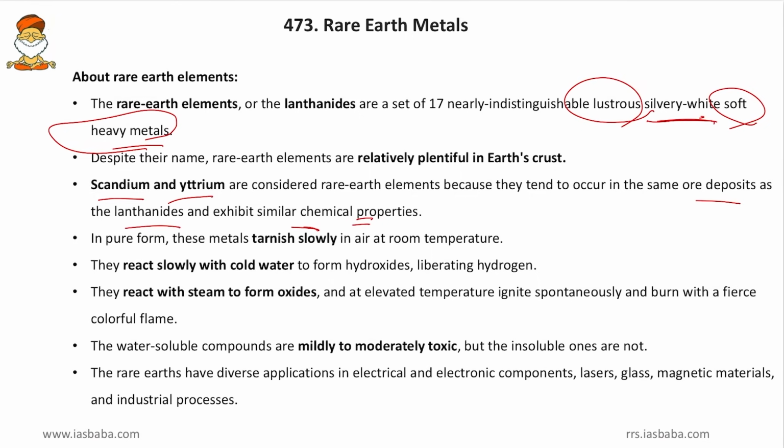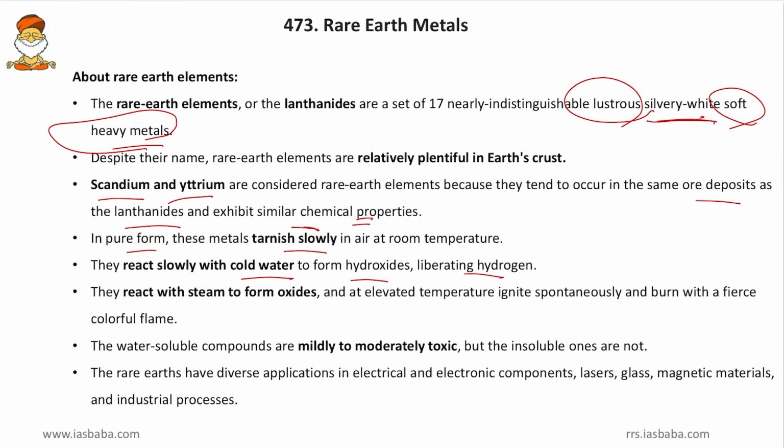Then what are the chemical properties? In the pure form, these rare earth metals get tarnished slowly in the air at room temperature. So, they react with the air and get converted into oxides. Just like how silver, copper, etc., get tarnished, even these metals get tarnished. Then they react slowly with cold water to form hydroxides and they liberate hydrogen. So, with cold water they react and form hydroxides.